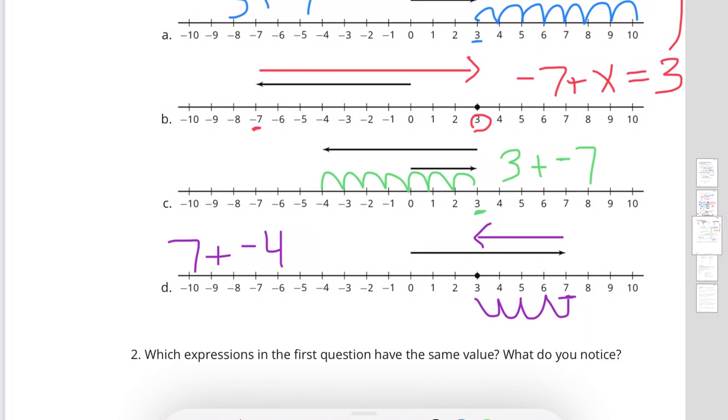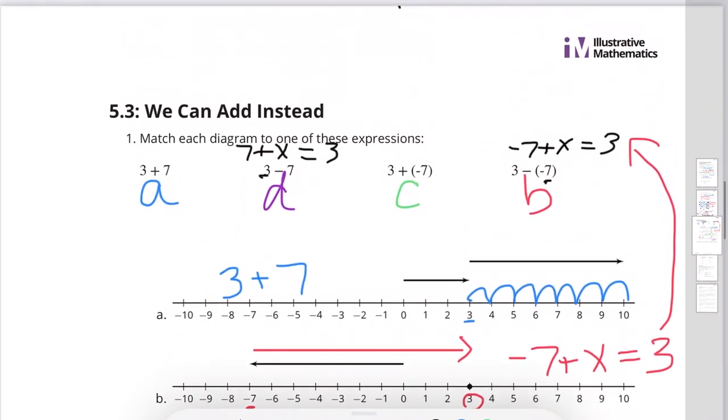So number 2 says, which expressions in the first question have the same value? So let's look at the value of them. So we have 3 plus 7, which we should know is 10.